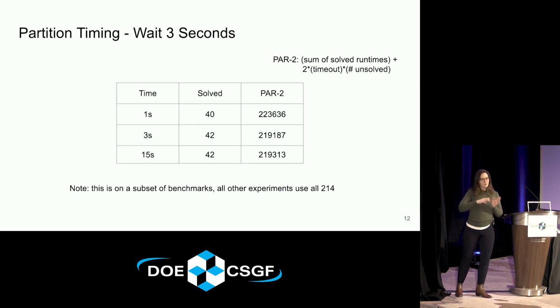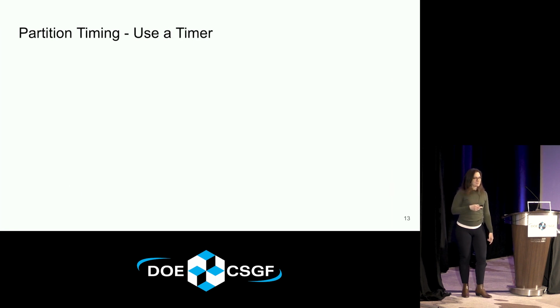So we find if we wait 1 second, we can solve 40 problems. We have a decent par2 score. If we wait 3 seconds, we have a better par2 score, and we solve 42 problems. Lower is better for par2. But if we wait even longer, then we see diminished returns. Okay, so we don't want to wait too long because we're wasting time if we do that, but we want to give the partitioning SMT solver a little time to figure out what it's doing. Okay, so next step, how should we decide when 3 seconds has passed? So we can do this in 2 ways.